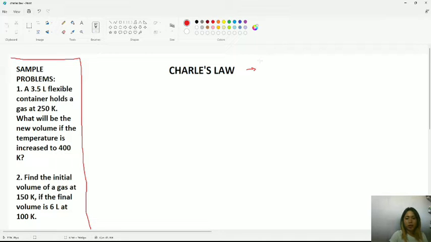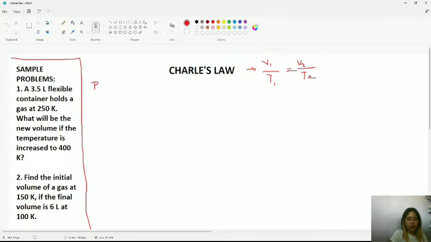So, this is the formula of Charles' law. V1, or initial volume, over initial temperature T1. And here, the final volume, then here, the final temperature. So, you probably know the Kelvin; we already discussed temperature before.